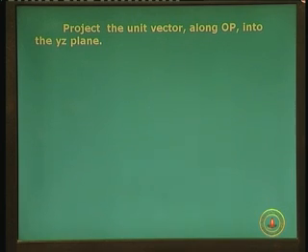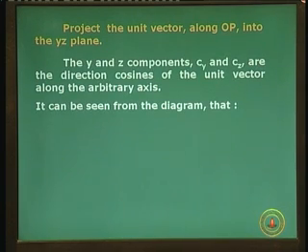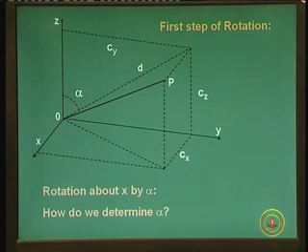Project the unit vector along OP onto the yz plane. The yz components, as you have seen in the previous figure, I hope you have drawn it in your notes already, we will also go back to that figure, are Cy and Cz respectively, after projecting onto the yz plane, which are nothing but direction cosines of the unit vector along the arbitrary axis. We also talked about that, and it can be seen from the diagram. I will give you the diagram and give you the equations. Once again, see the diagram here.